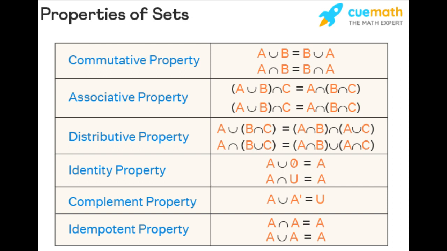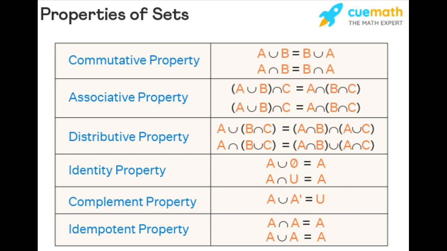Distributive property. The distributive property relates the operations of union and intersection of sets. It states that the union of two sets followed by intersection with a third set is equal to the intersection of each set with the third set, followed by the union of the results.